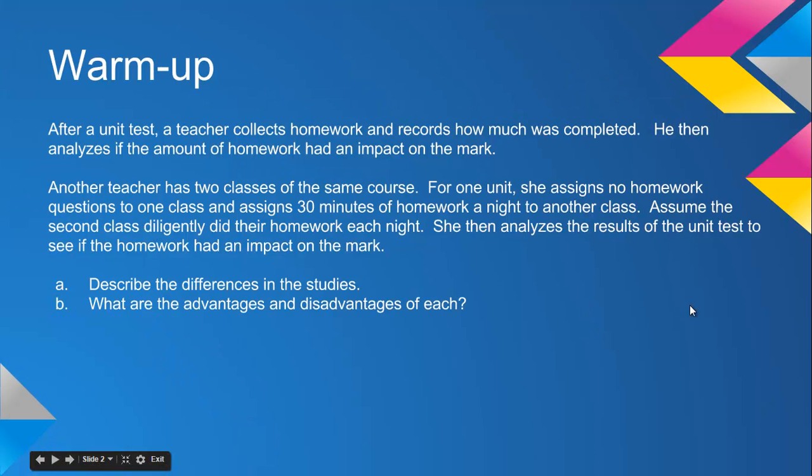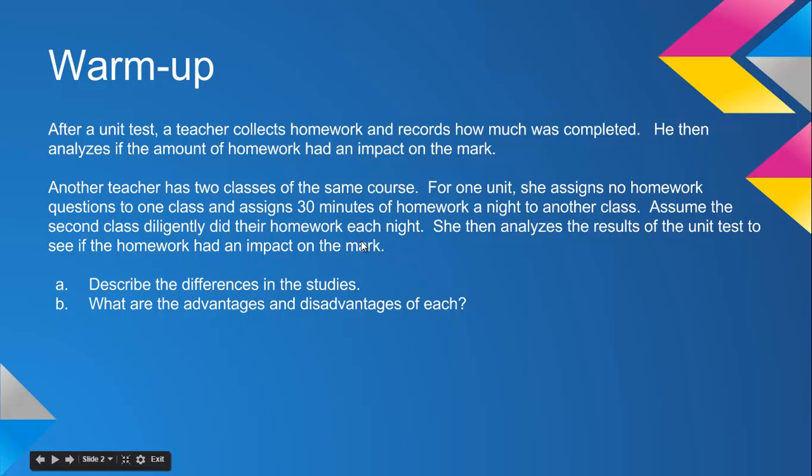After unit tests, the teacher collects homework and records how much was completed. He then analyzes if the amount of homework had an impact on the mark. Another teacher has two classes on the same course. For one unit, she assigns no homework questions to one class and assigns 30 minutes of homework a night to another class. Assuming the second class diligently did their homework each night, she then analyzes the results of the unit test to see if the homework had an impact on the mark. Describe the differences in the studies. What are the advantages and disadvantages of each?